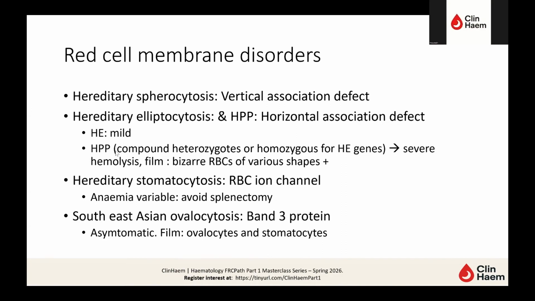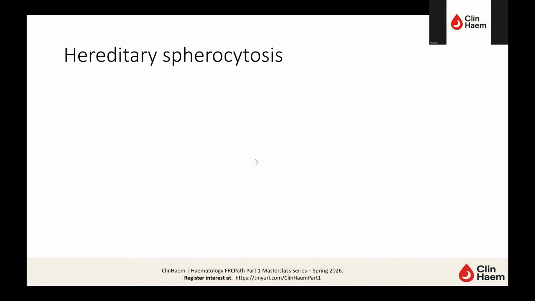HPP will show you bizarre cells of various shapes and sizes, which you cannot definitely say this is this shape or that shape. They may show you some elliptocytes as well, but there will be all sorts of shapes. Stomatocytosis will show you stomatocytes. Ovalocytosis will show you ovalocytes plus stomatocytes. That's how you remember them from the blood film. So that was in brief.